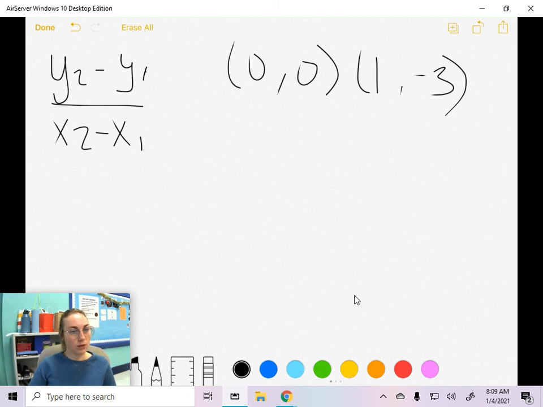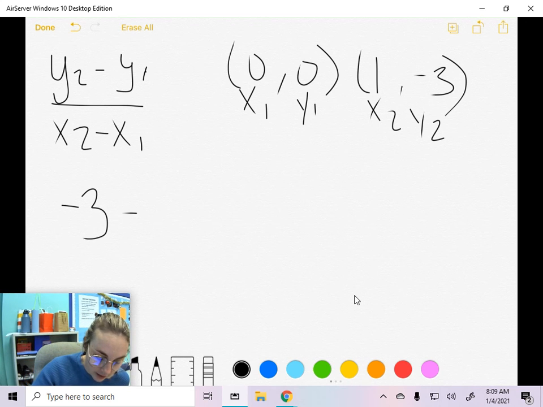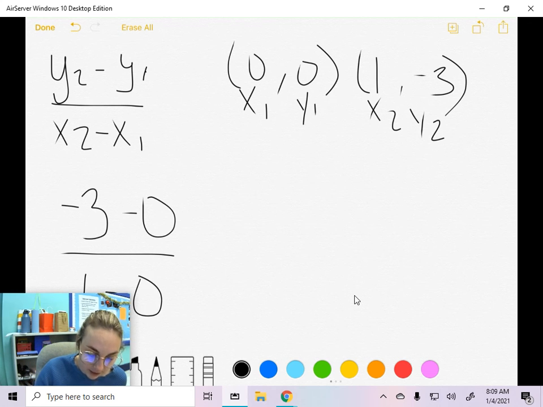Now I can put them into the slope formula. So this is going to be my x1 and y1. This is going to be my x2 and y2. First thing I need is y2. In this case, it's going to be negative 3, so I'll go ahead and put that in, subtracted by y1, which is 0. x2 is 1, and we're going to subtract that again by 0 because x1 is 0.